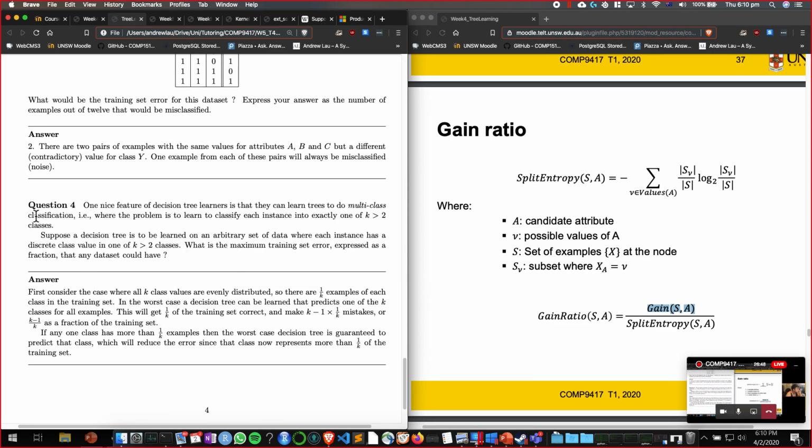The other thing I missed was this one here, question 4. It's saying hypothetically in a multi-class learner.